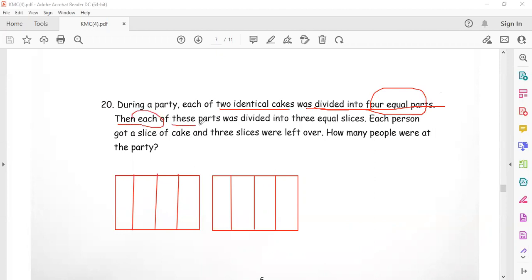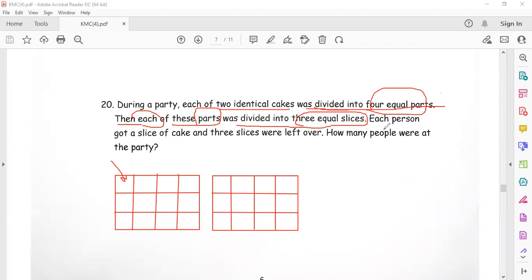Then each of these parts, that means every part here, was divided into 3 slices. What do I do? I need to divide every piece again, into 3. So I cut the cake horizontally now. Every part is to be divided into 3. So 2 and 3. So if you see, this part is divided into 3. 3, 3, 3. So I cut horizontally now. Okay, 1 part, 2 parts, and 3 parts. So this is how a cake was cut in a party.